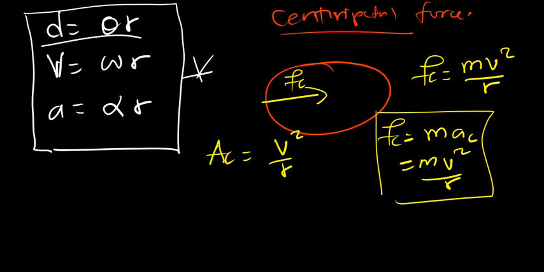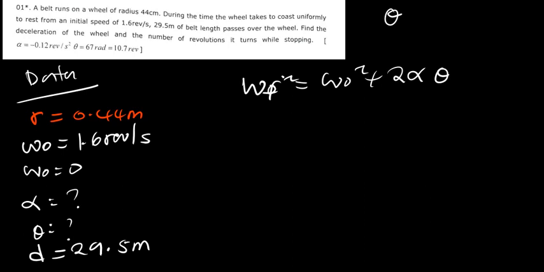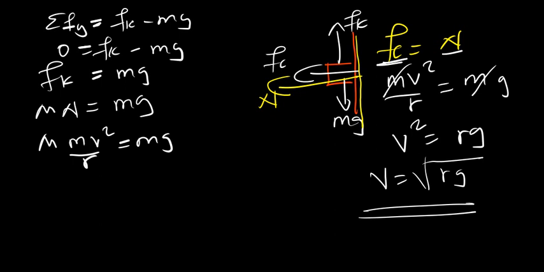D is equal to theta times R. So for the fact that I have D here and I have R, I can find theta. Immediately when I find theta, I've already answered the second part of the question, which says find the number of revolutions. When using this formula, D is equal to theta times R, the answer you find is always in rad. But there's also another conversion I want you to know. In one revolution, we have 2 pi rad.